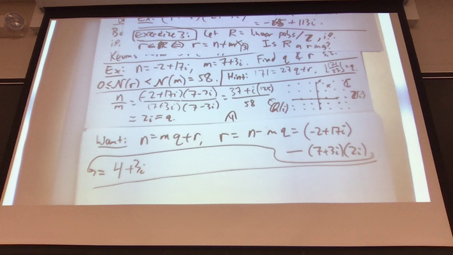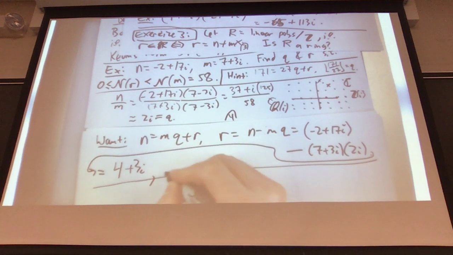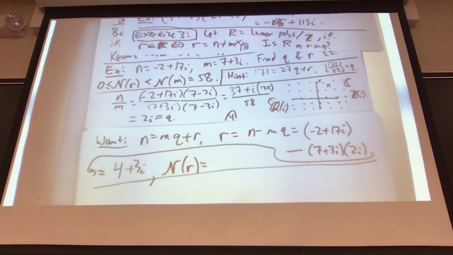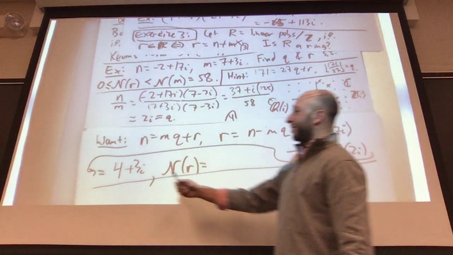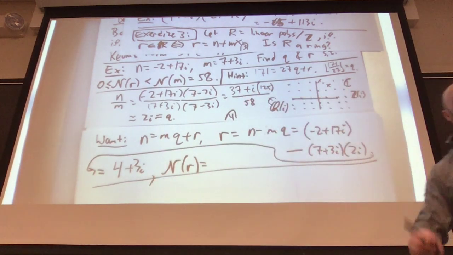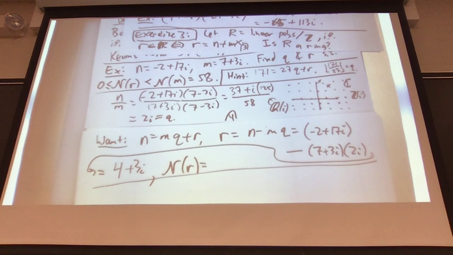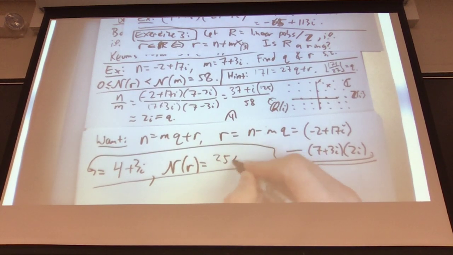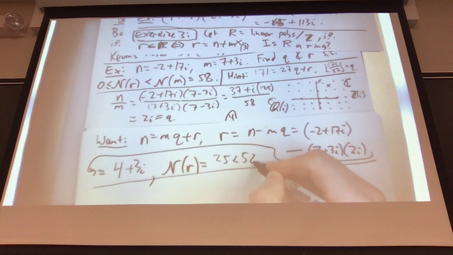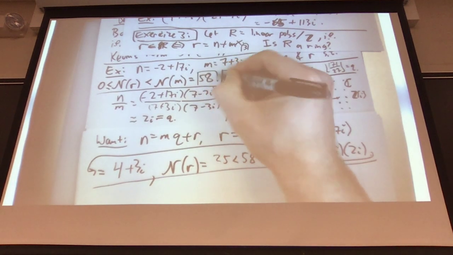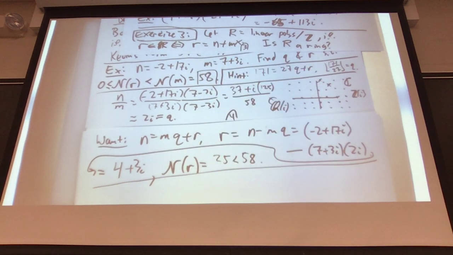So if that's r, here comes the magical calculation. What's its norm? 25. 3, 4, 5 is a Pythagorean triangle. We're all the way back to the first class. And 25 is strictly less than the norm of m. Cool? You just did the Euclidean algorithm in the Gaussian integers. Now what?